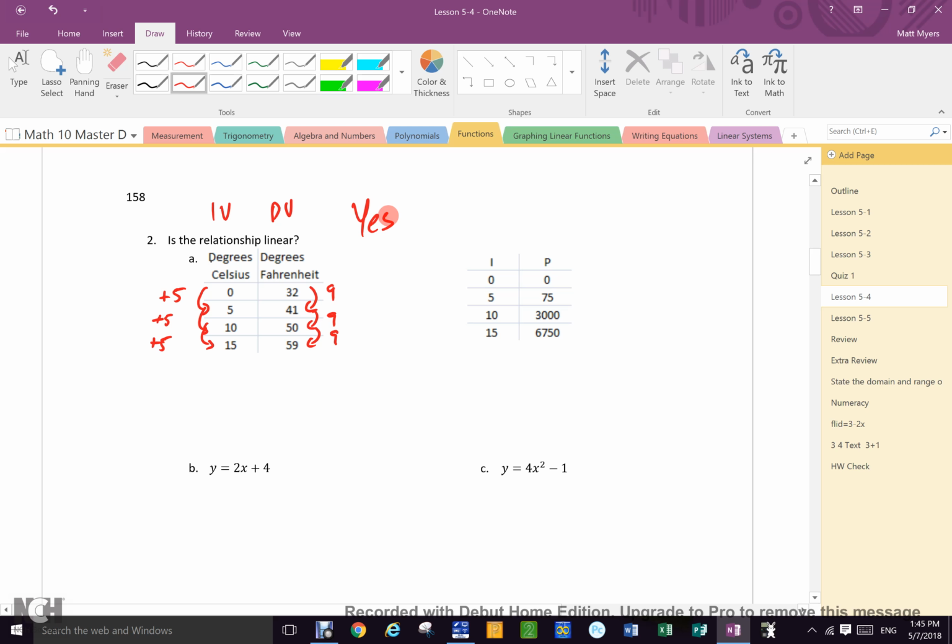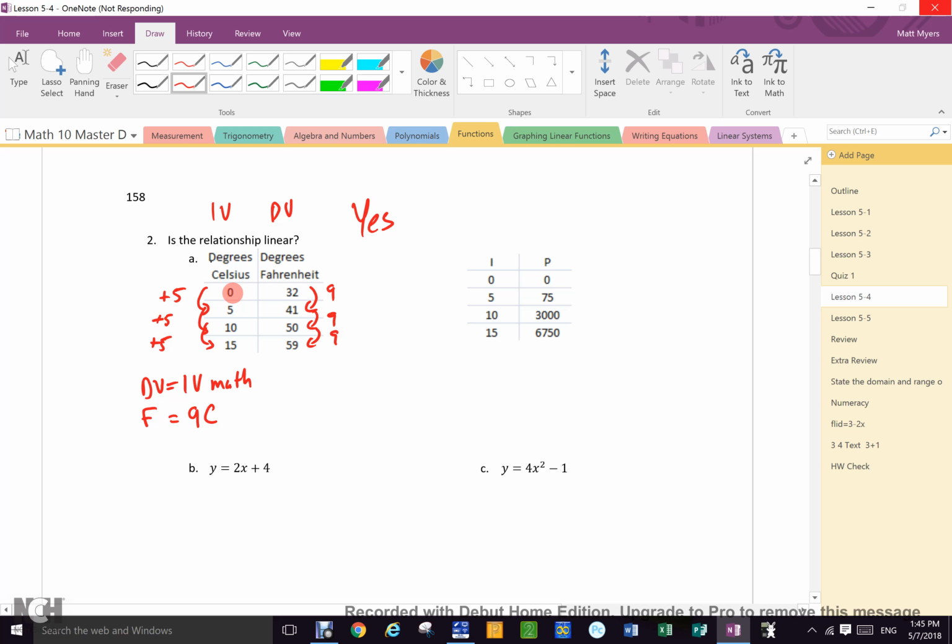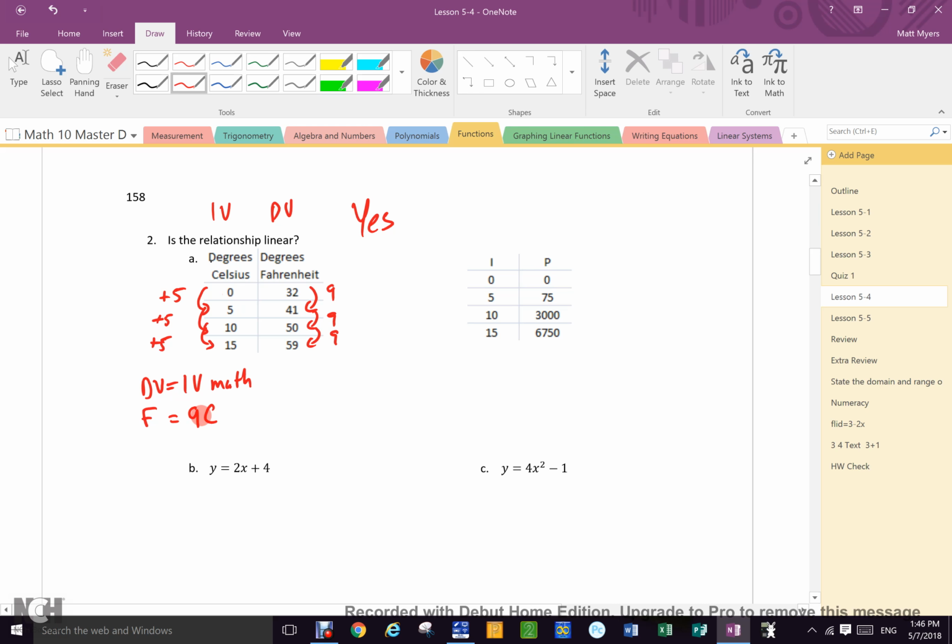Remember, every single equation is DV equals IV and some math, right? If the DV is going up by 9 every time, the IV must multiply by what? 9. Agreed? Okay. So it must be 9. IV is my Celsius, right? So 9C must equal F, correct? So let's check. What's my degree Celsius? 0. So what would I write here? 0. What's 9 times 0?